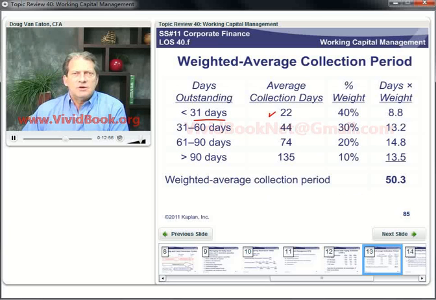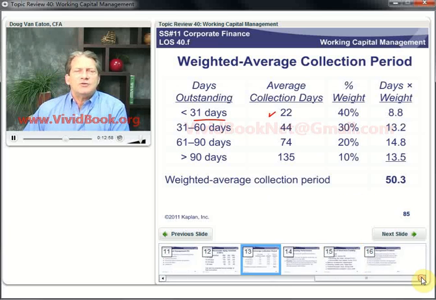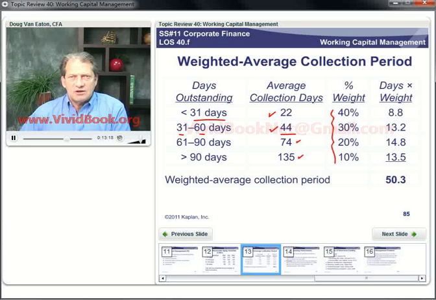22. Of those accounts receivable that have been outstanding between 31 and 60 days, what's the average number of days they've been outstanding? 41, excuse me, I can't read. 44 here. So once we get those average days for each category, then we can multiply them times the percentage of the total accounts receivable that are in each category. Multiply all those together and come up with a weighted average collection period.